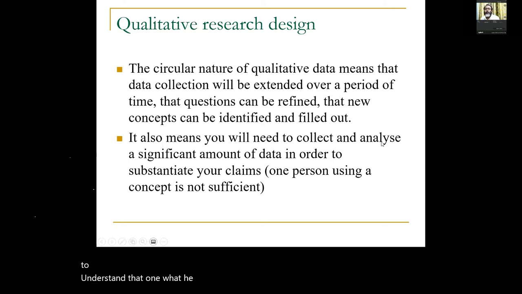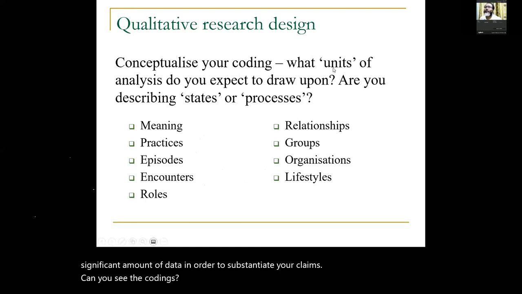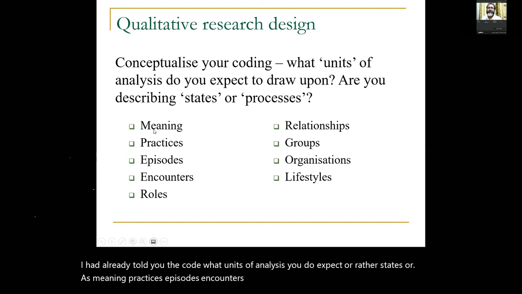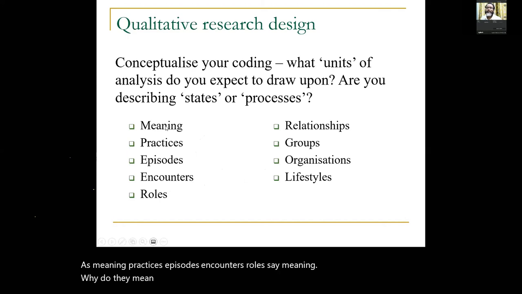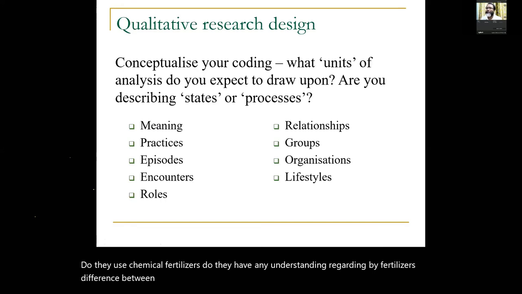So it also means that you need to collect and analyze a significant amount of data in order to substantiate your claims. And you see the codings. I already told you the code. What units of analysis do you expect, or rather states or process? There's meaning, practice, episodes, encounters, roles. Say meaning. What do they mean by pesticides? Do they have any kind of idea regarding biofertilizers? Do they use chemical fertilizers? Do they have any understanding regarding the difference between biofertilizers and chemical fertilizers?